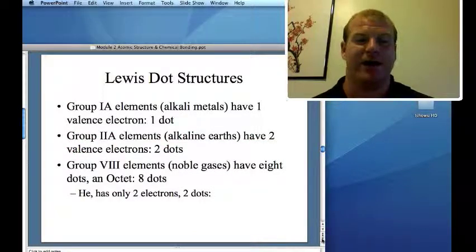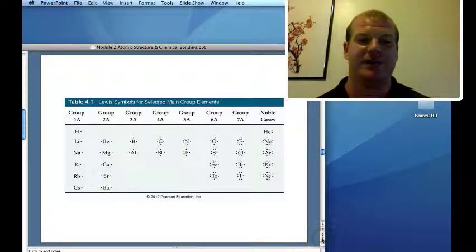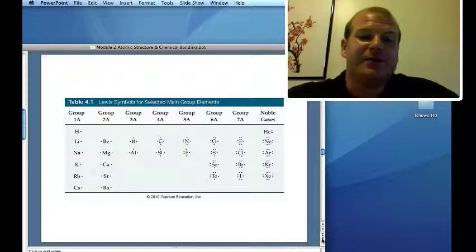And we're going to talk about the Lewis dot structures. When you make a Lewis dot structure, you ignore the core and only deal with the valence. So the different groups will have the same number of valence electrons. And here it shows you the first column has just 1. These are the alkali metals. The second column has 2. These are the alkaline earths, and so on.